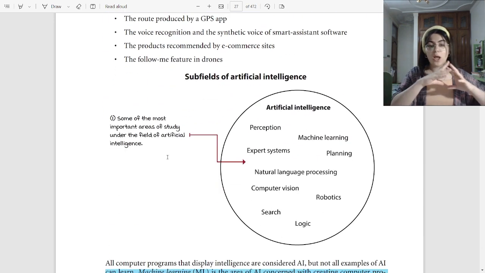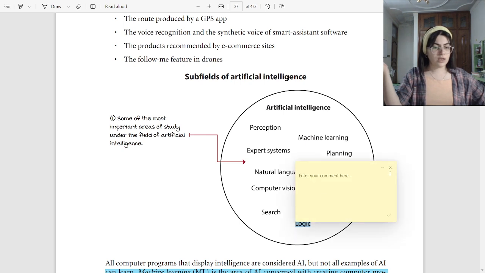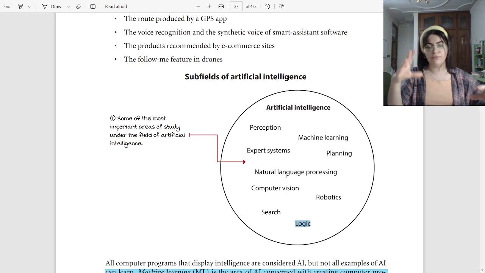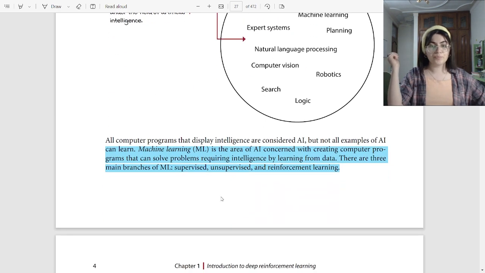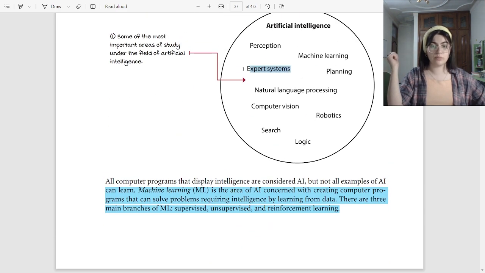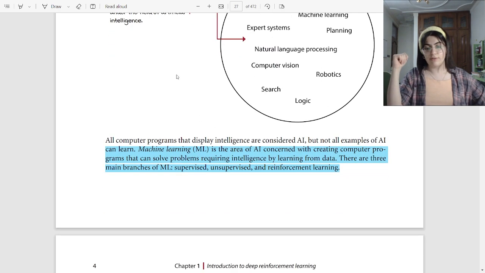So the subfields of artificial intelligence are so wide. We have even logic, we have robotics, we have search, computer vision, and stuff like that. And all of these are a subfield of artificial intelligence. These are some of the most important areas. We have expert systems, which are important, planning, NLP, perception, and stuff like that.